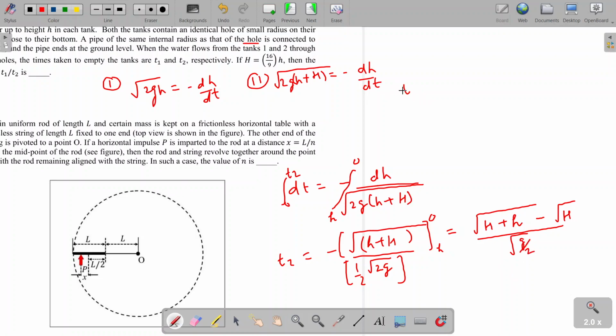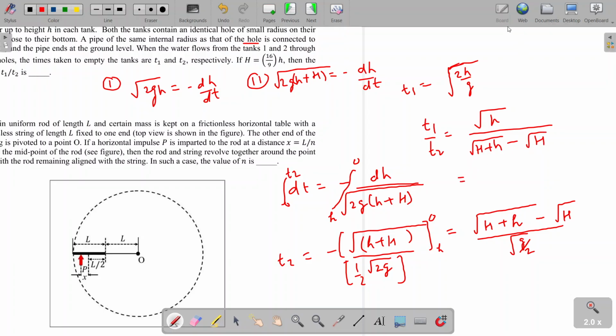Similarly, we'll find time t1 as some square root. Since there we don't have capital H, it would be simply 2h by g. So T1 by T2, this would be our ratio: square root of h divided by square root of capital H plus small h minus square root of capital H.